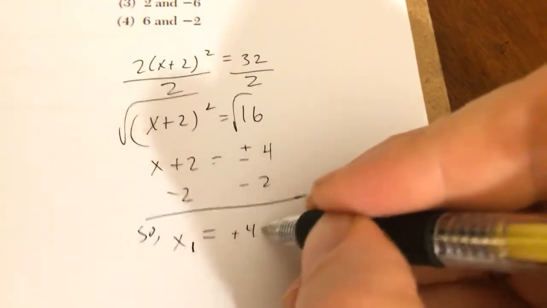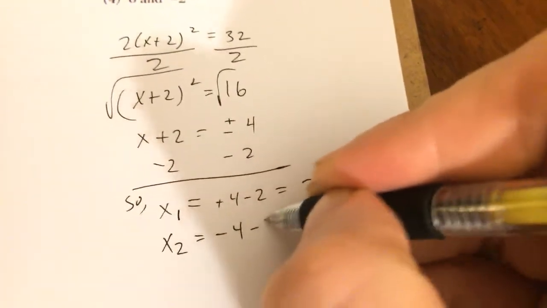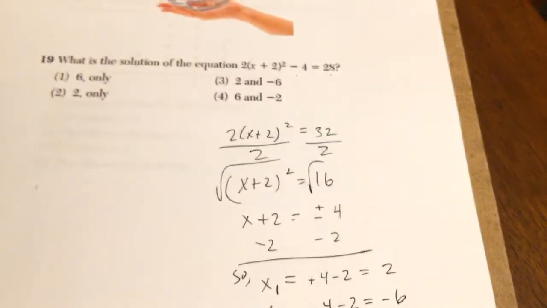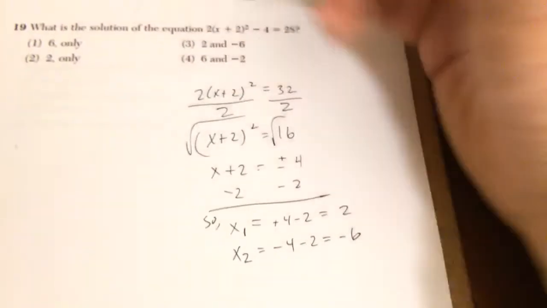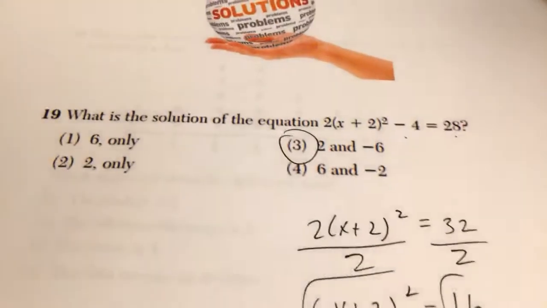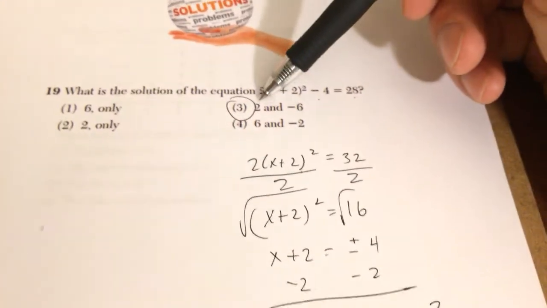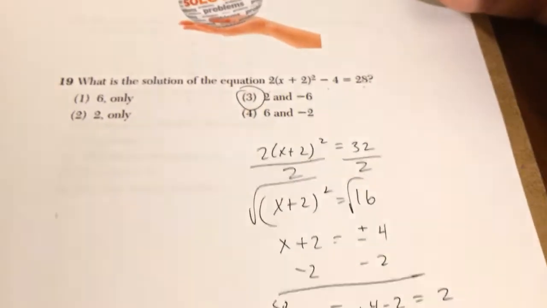I have positive 4 minus 2, which is 2, and then I have a second solution, which is negative 4 minus 2, which is negative 6. That takes me to 2 and negative 6, which is choice 3. Now remember, if you don't know how to do the algebraic work, then what you should be doing is testing these numbers in the equation to see if it works.